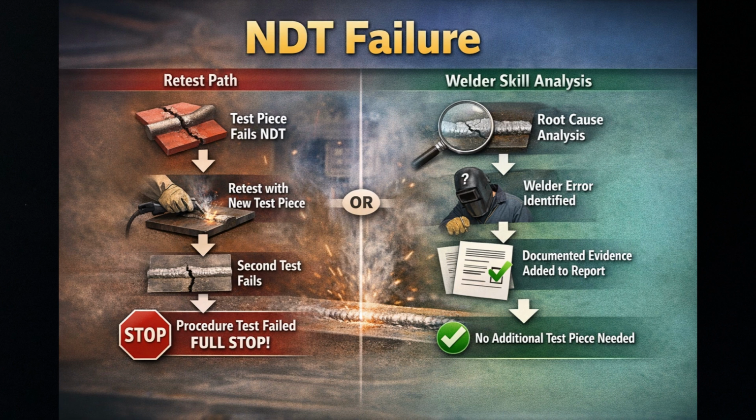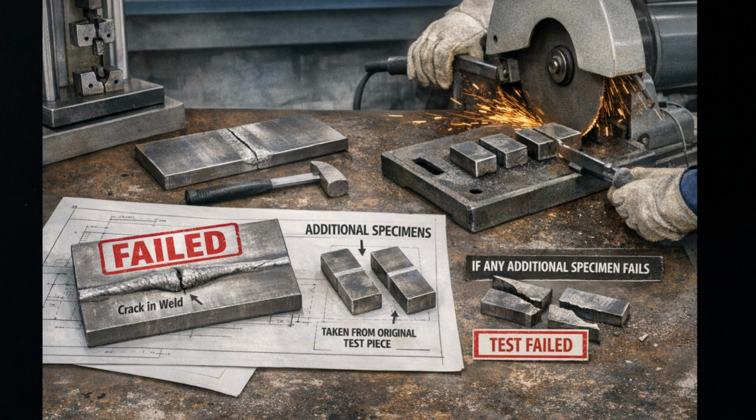However, there is an alternative path. An analysis may be performed to determine the main cause of the defect. If it is established, with documented evidence, that the cause of failure was not related to the procedure itself but was due to insufficient welder skill, then no additional test piece is needed. The evidence of this analysis must be added to the report. This provision exists because it would be unfair to fail a perfectly sound procedure simply because the individual welder had a bad day.